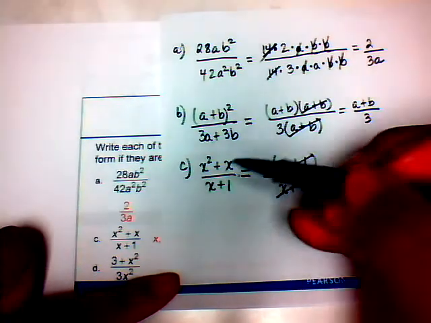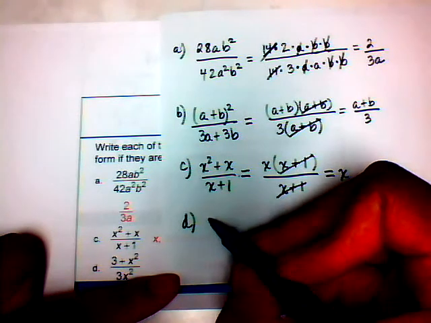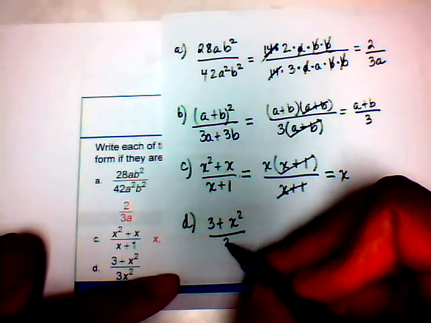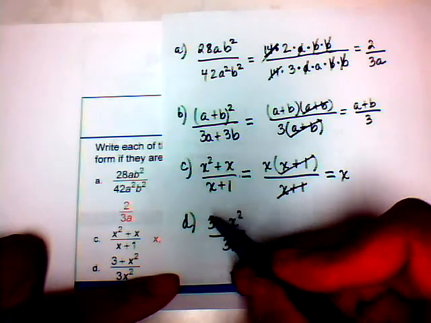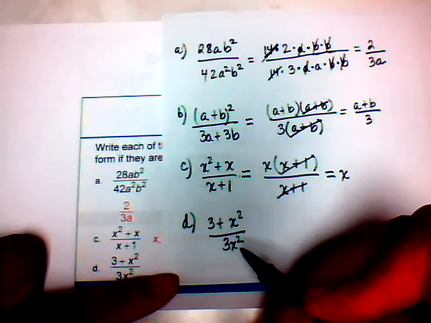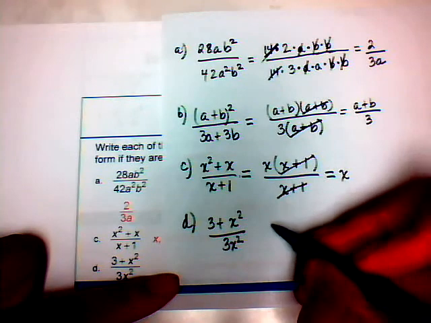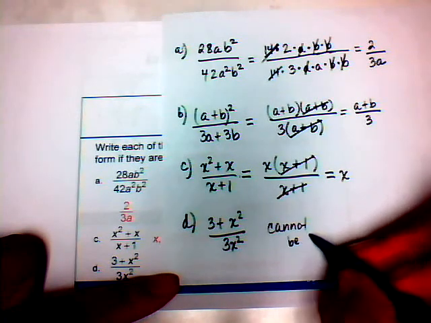Now look at part D. We've got 3 plus x squared divided by 3x squared. In this case, there are no common factors in the numerator, and I can't do anything with the 3x squared. So in this case, this expression cannot be simplified.